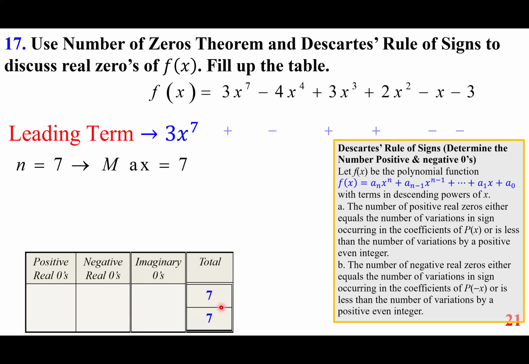Then positive to negative, there is one change. Negative to positive, there is another change. Positive to positive, there is no change. Positive to negative, there is another change, and there is no change. So we have 1, 2, 3 changes, which means positive real zeros must be 3.